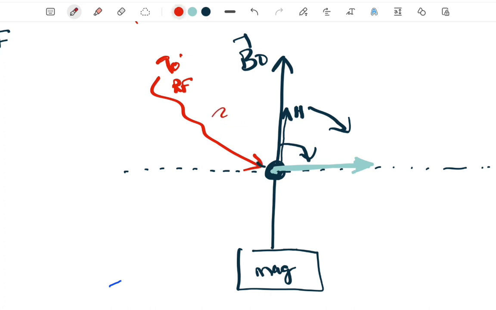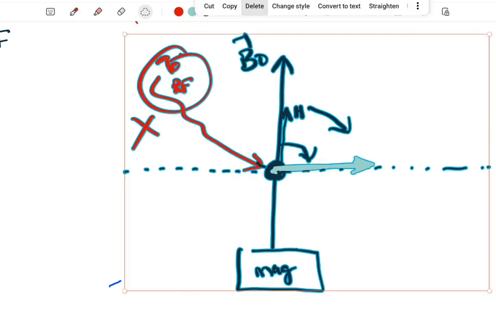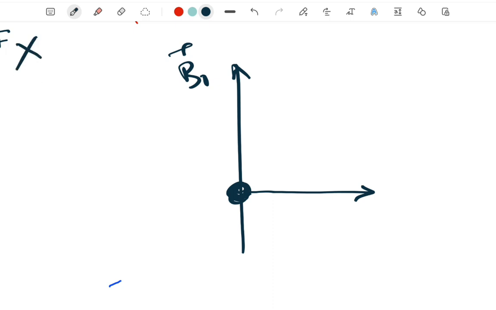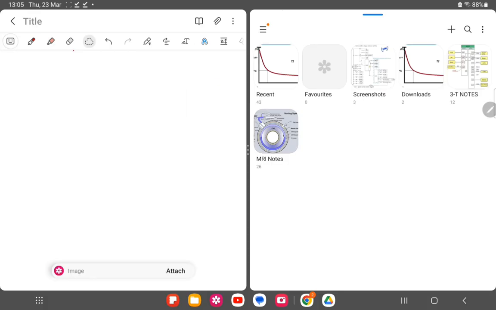After some time, we remove this RF. What will happen when you remove this RF? Your hydrogen vector, this is your B0, your hydrogen vector is here now. There is no RF. RF is zero. This hydrogen vector will release the energy and try to come back to the original position.